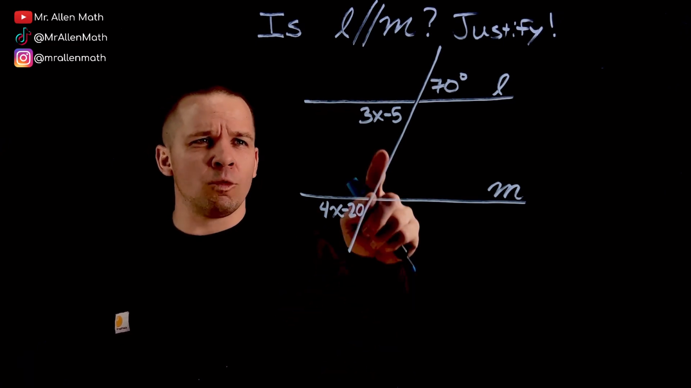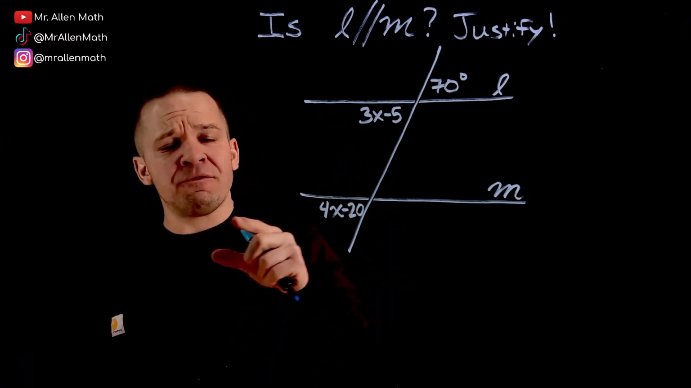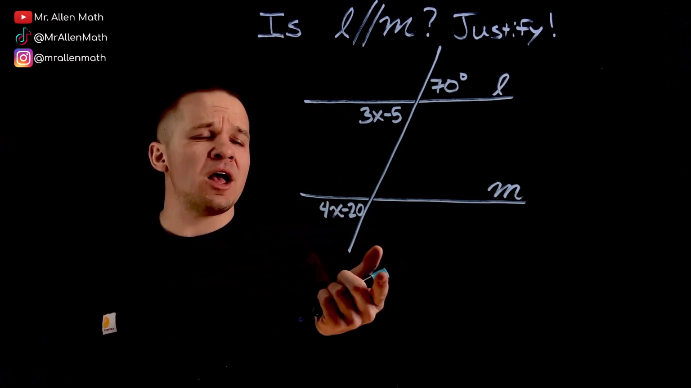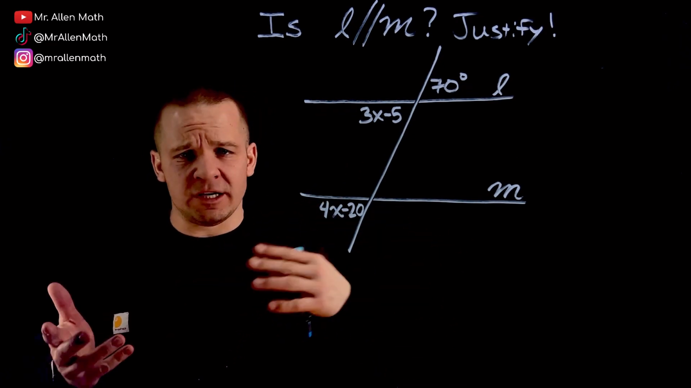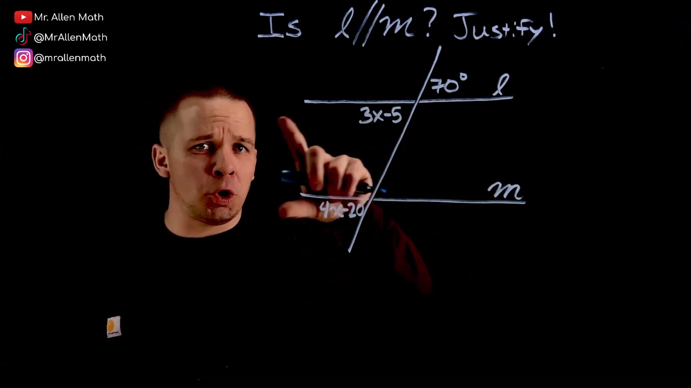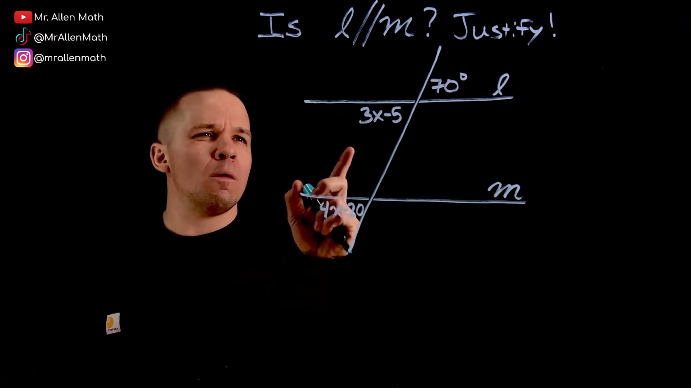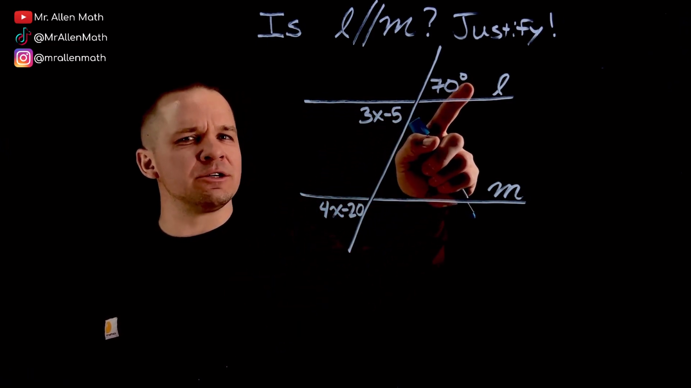So let's think here. What type of angles are these two? They're corresponding angles, right? And if those two angles are congruent, then we get parallel lines. Vice versa, if the lines were parallel, I'd know these two are congruent. But I'm not told whether or not these lines are parallel, so I can't say that these two are congruent. But I do have a 70-degree angle here.